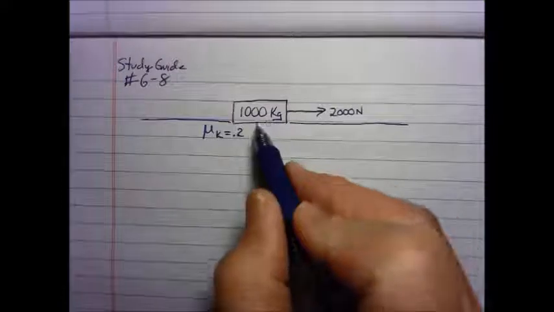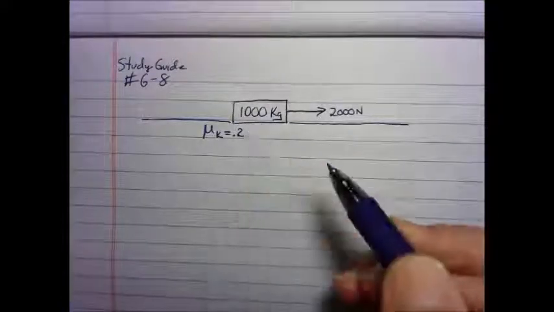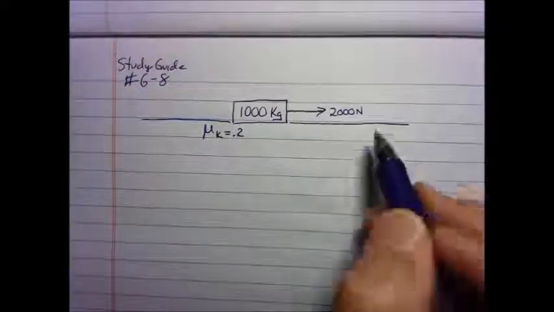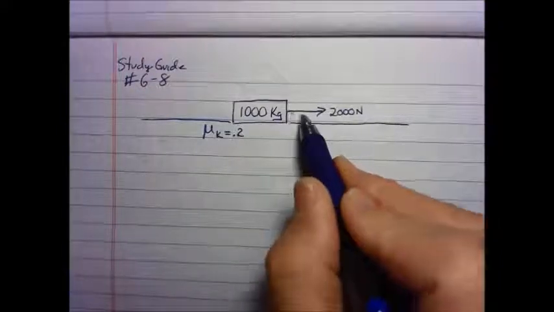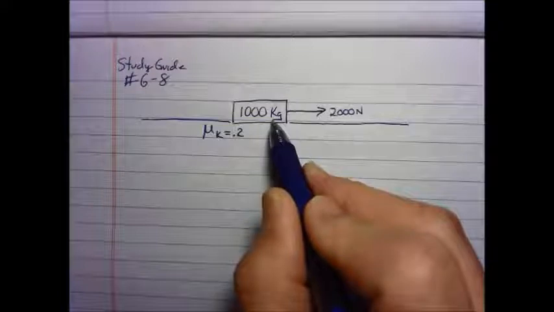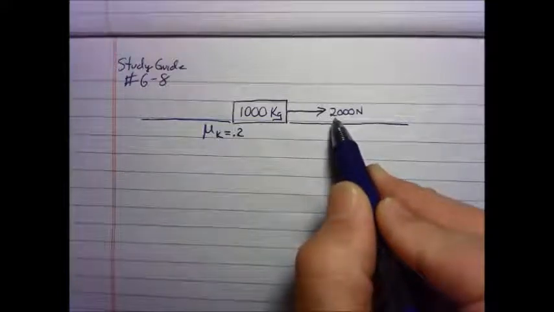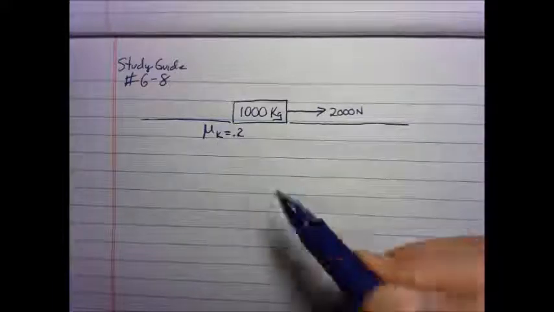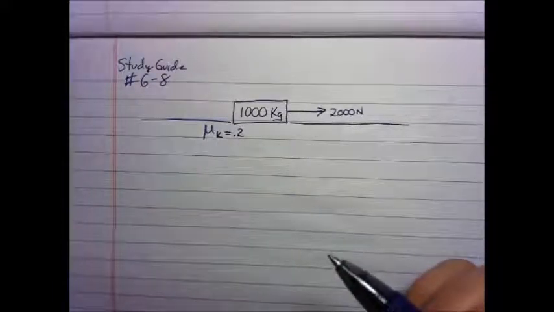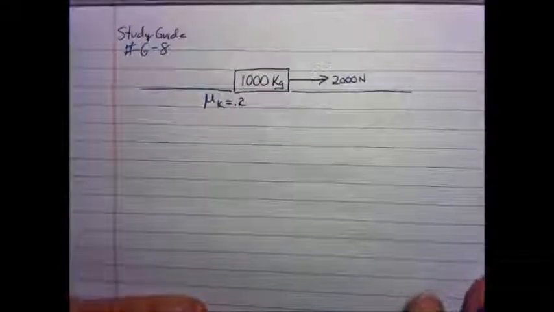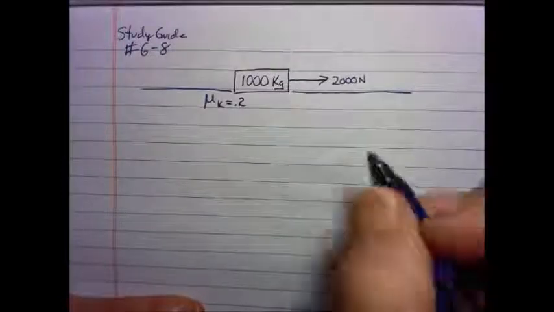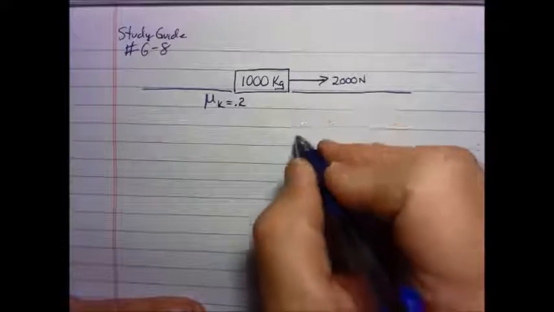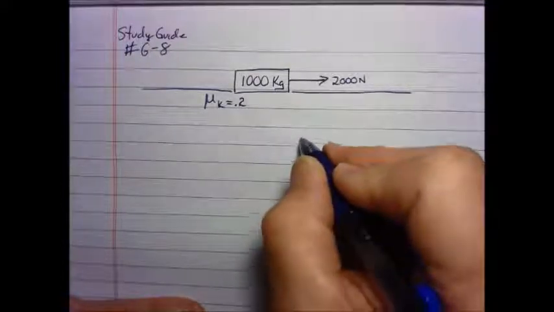Here is the 1,000-kilogram crate on these greased tracks, and there is a winch that's pulling the crate with a force of 2,000 newtons, and we're told that the coefficient of kinetic friction is 0.2. Now the first thing they wanted us to do is to draw a free body diagram.